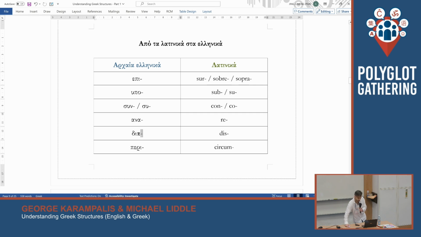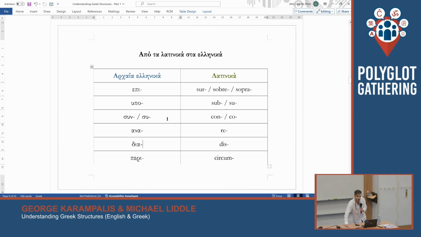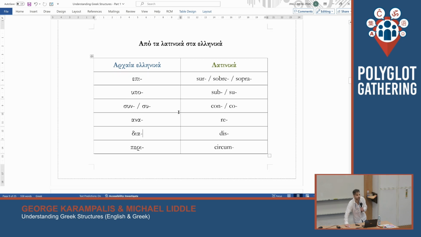Διάλογος. Underground. Ανάγραμμα, αναγραμματισμός, σωστά. Περίμετρος, ναι. I'm not sure if you're going to remember these. Let's try.